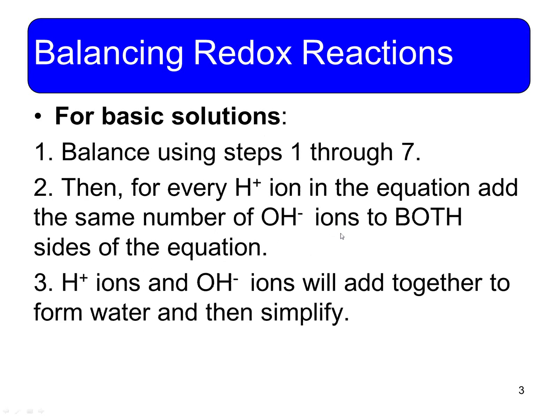For basic conditions, like I said, we won't get to an example of this today, but the easiest way, your book does a little different. I've tried it 3 or 4 different ways. The easiest way and the way for you to get the most credit on your exam is to go ahead and do steps 1 through 7 exactly the same as you would for acidic conditions, even if it's basic conditions. That way, if you don't get these last 2 steps, you've at least done the first 7 right.